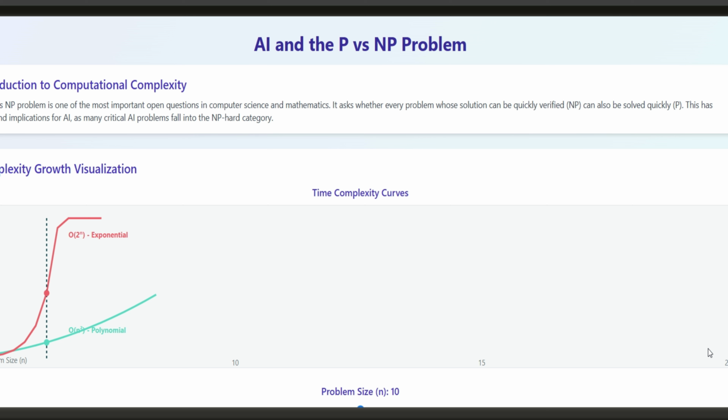Now, when we say quickly, we are talking about polynomial time. That's what defines the class P, and NP stands for non-deterministic polynomial time, where the solution can be verified in polynomial time, but we don't know if it can be found in polynomial time as well. The big unknown is whether P equals NP or not.